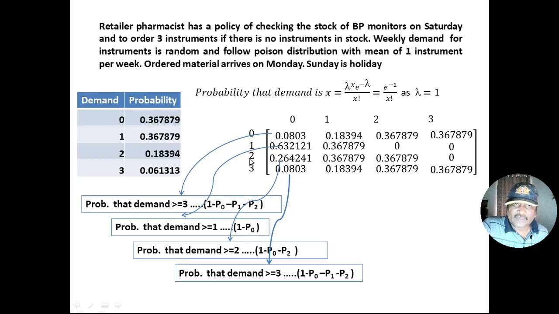Now suppose say I have 2 cameras on Saturday this week. How will I have 0 cameras on next Saturday? That means there must be demand for 2 or more cameras. Probability that the demand is there for 2 or more cameras. What is that? 1 minus p0 minus p1.